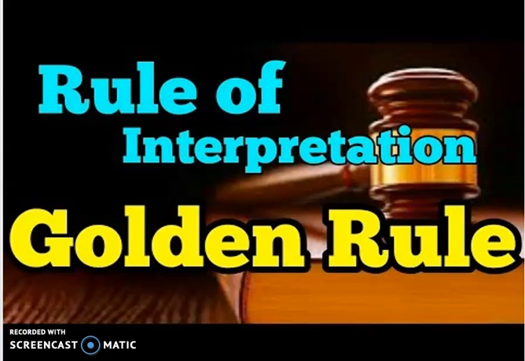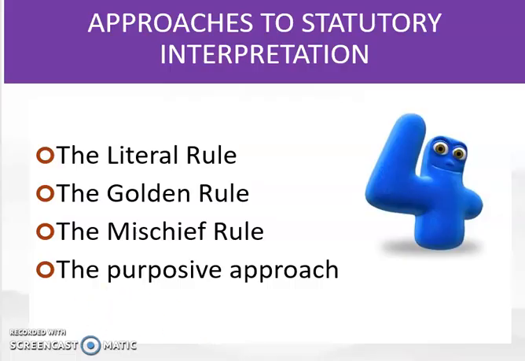Just as a reminder, there are four approaches to statutory interpretation. There's the literal rule, which we looked at last time, the golden rule, the mischief rule, and the purposive approach. And I'm doing an individual video for each of these approaches. So today our focus is here, rule number 2, the golden rule.